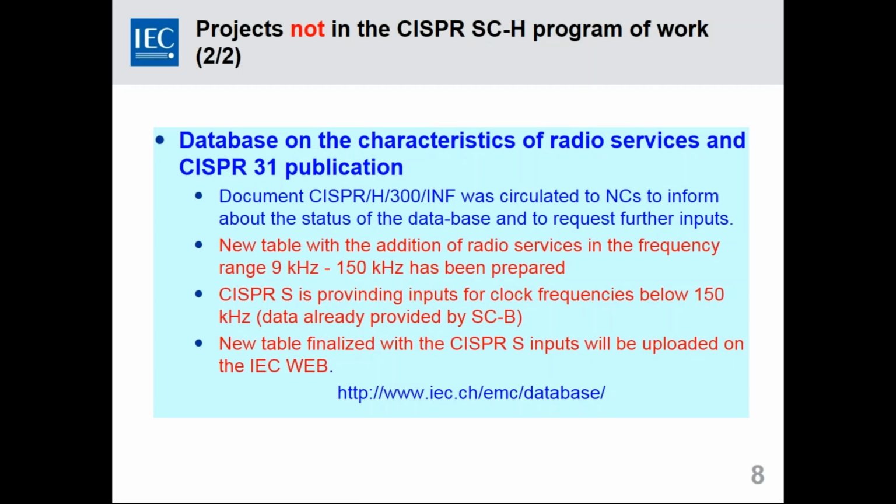CISPR 31 is the list of radio services, and it was void of services below 150 kilohertz. We have now entered what is there in the ITU-R, and largely has to do with clock frequencies, setting your clock with WWV, for example, or radio navigation services. And these are protected because we consider them radio services, so it's under the responsibility of CISPR.